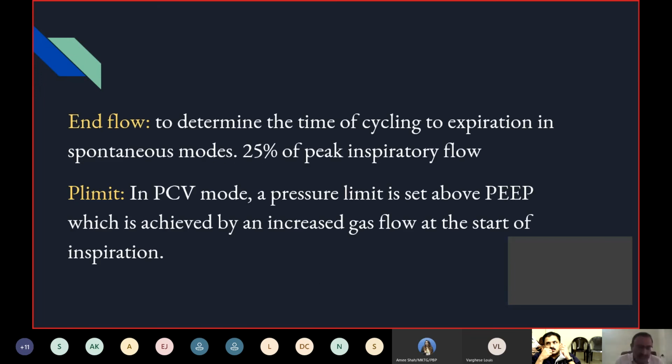Now, if I continue with the knobology, the next screen after that is the end flow. The end flow is basically to determine the time of cycling to expiration. We talked about that a little bit. Historically, it was 25% of the peak inspiratory flow. On a spontaneous mode, the machine then knows that the patient is probably going into expiration, and allows him to do so. Okay. Pressure limit is the pressure set above the PEEP to which you allow the lungs to expand, in the pressure control mode.